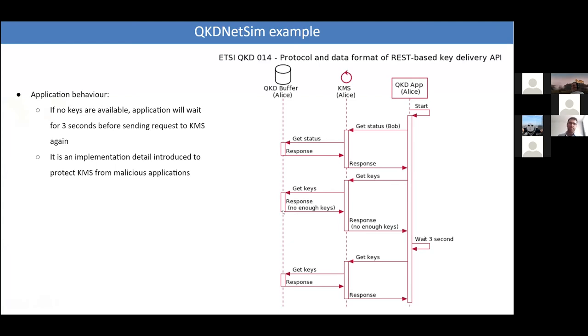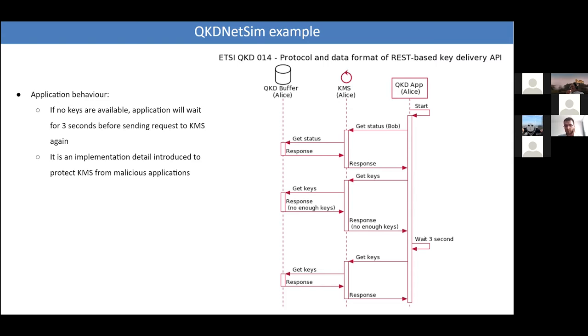Okay, so one of the implementation details that we decided to implement in the simulator was, as I said previously, if there are no available keys and the application is behaving maliciously, it might result in a DoS attack on the KMS. It's a security question. It's currently considered within the Open QKD Consortium and one special board. So the application can basically attack the KMS, sending messages like get status, get status, get status, get keys, or whatever. And it can result in a DoS attack.